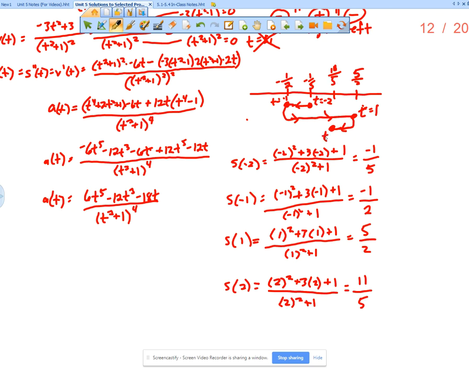And so I end at t equals 2. So that's a motion diagram. Started at negative 1/5, travel to the left to negative 1/2, travel back to the right to positive 5/2, travel back to the left to 11/5. All right. So that is the second part of 5.2, number 2.